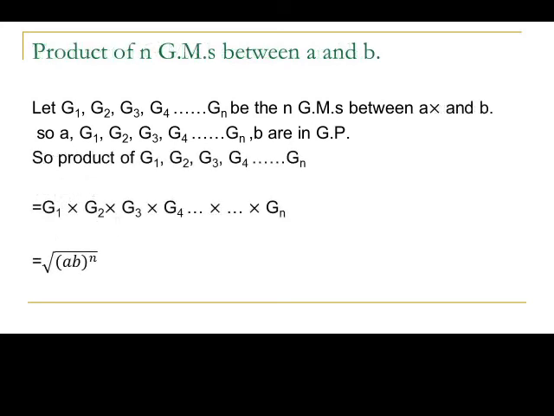Now we have to find the product of n geometric means between A and B. Let G1, G2, G3 up to Gn be the n geometric means between A and B. So A, G1, G2, G3, G4, up to Gn and B are in GP. So the product of G1, G2, G3, G4, up to Gn is equal to under root AB raised to the power n.